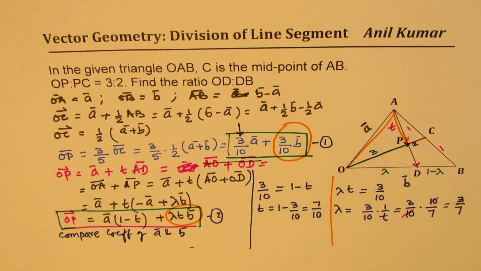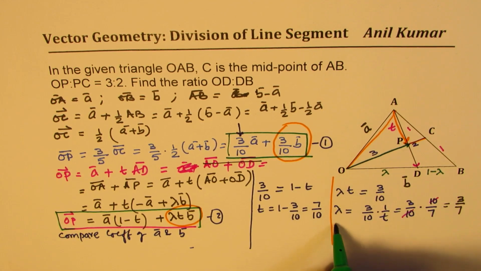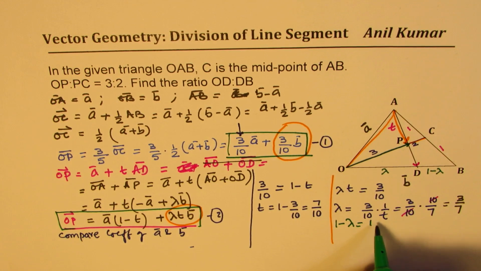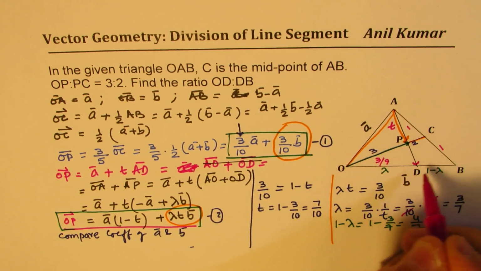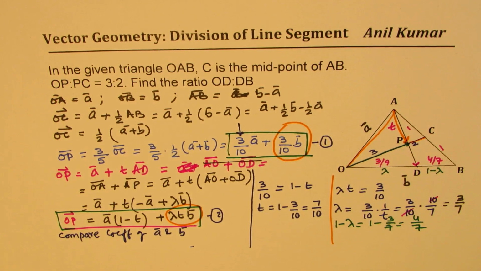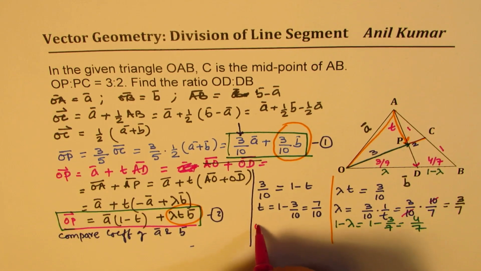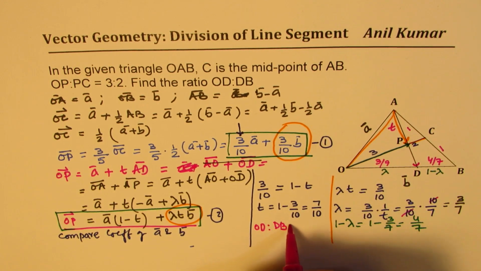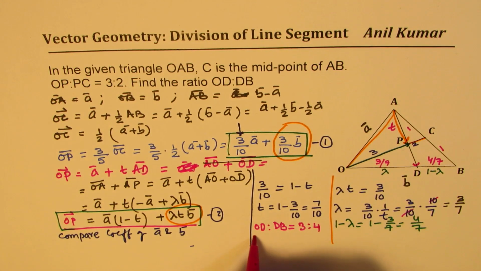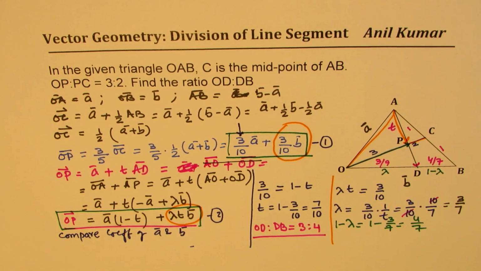So 1 minus lambda is how much? 1 minus lambda will be equal to 1 minus 3 over 7, which is 4 over 7. Correct? So this we get as the ratio 3 over 7, this one is 4 over 7. So from here we get the ratio of OD to DB as equal to 3 over 4. 3:4, correct? So that becomes our solution. Is that clear? So that is how we are going to solve it.